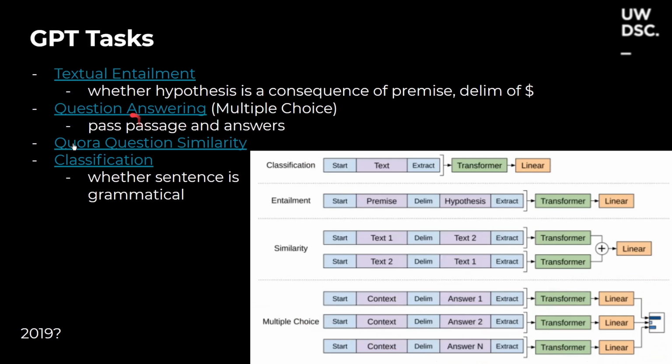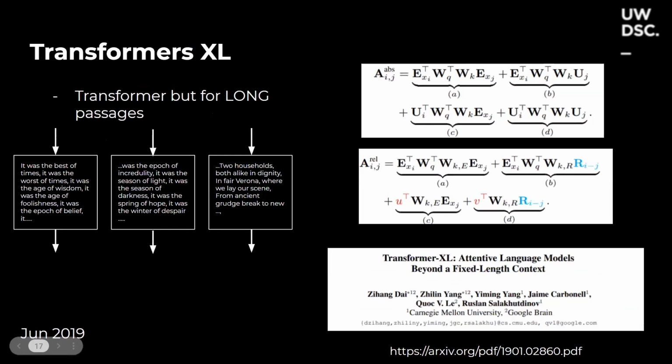The Quora question similarity is also used in, what was it called? Glue. It was used in Glue. And also classification, whether a sentence is grammatical, also used in Glue. And that was the end of GPT.